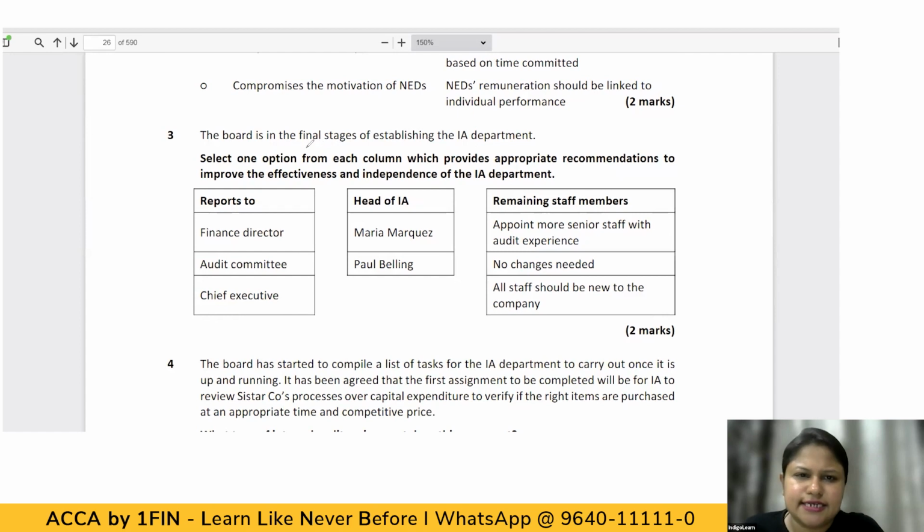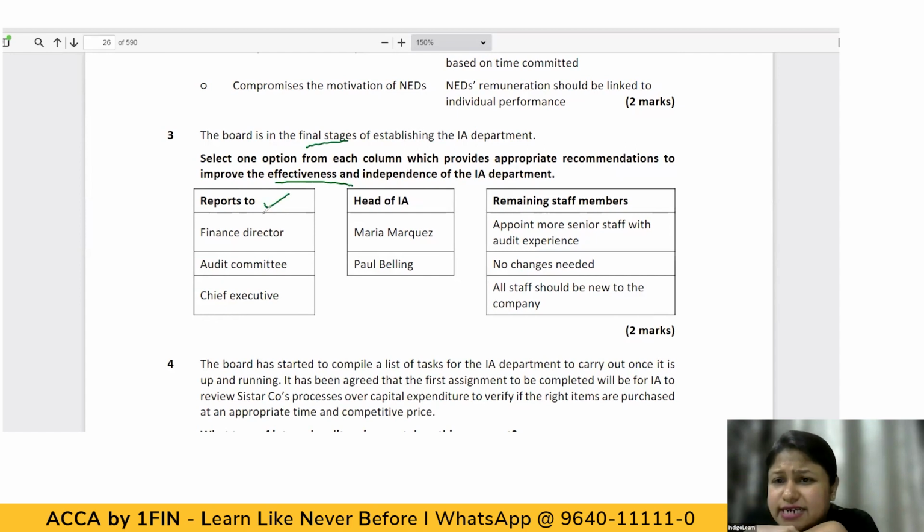So now they're finalizing it. Select one option from each of the columns which provides appropriate recommendation to improve the effectiveness and the independence of the IA department. A very easy question. Okay. They have to report to whom? Now, when do you call that IA department will be more effective?